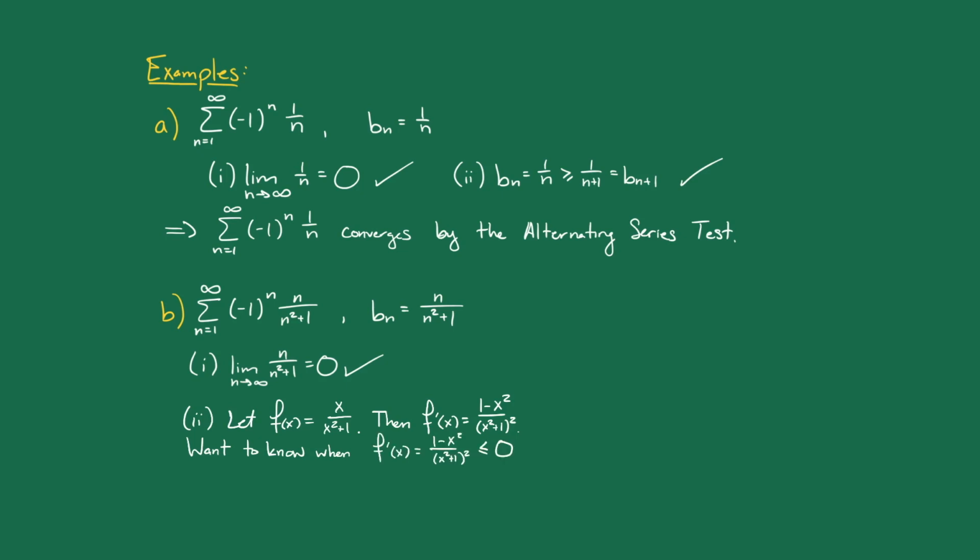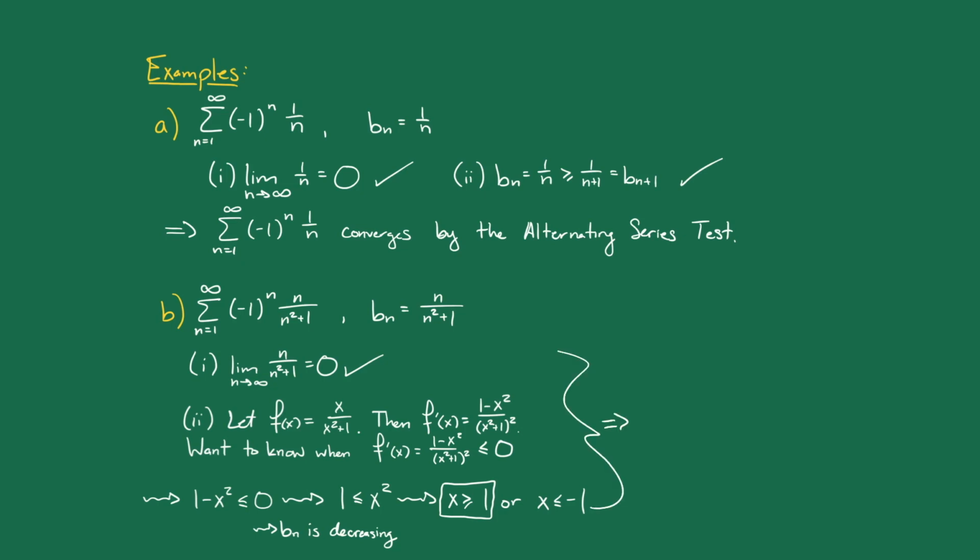So let's set f prime of x less than or equal to 0 and solve for x. If we multiply both sides by (x squared plus 1) squared, which is a positive number, we get that 1 minus x squared is less than or equal to 0. And then we can solve for x to find that x is greater than or equal to 1, or x is less than or equal to minus 1. In particular, f of x is decreasing for all x values greater than or equal to 1. This in turn implies that the bn's are decreasing for n greater than or equal to 1, which is exactly what we wanted to show. Therefore, we verified the second condition of the alternating series test, and so we conclude that the series converges as well.